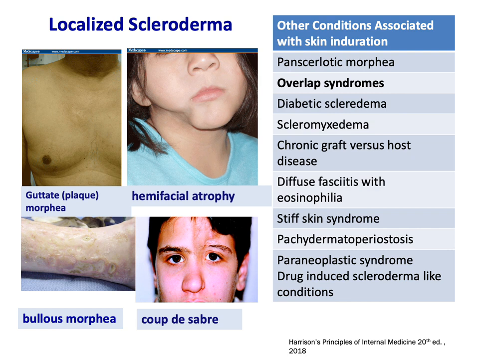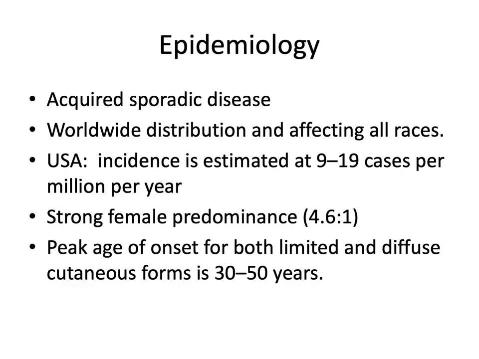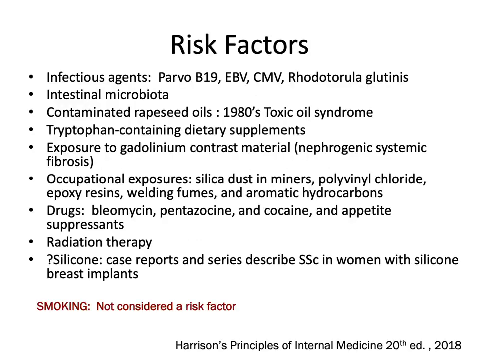On the other hand, these are the other conditions that may also present with skin induration. So again, systemic sclerosis is an acquired sporadic disease with worldwide distribution affecting all races. It has a strong female predominance with the peak age of onset for both limited and diffuse cutaneous forms is 30 to 50 years old.